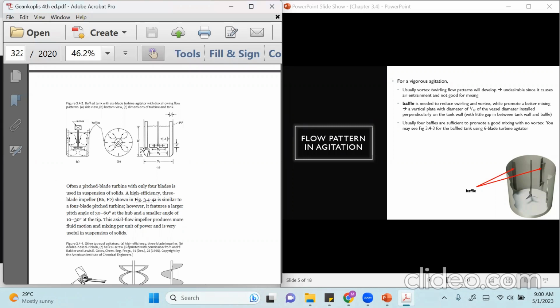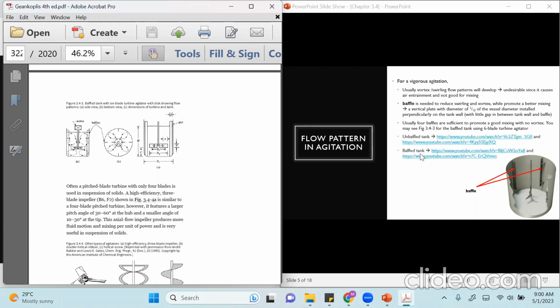If you see from the side view, these are the buffers. As you can see, there is a small gap between the baffle and the tank wall, and they use only a small steel pipe to connect the tank wall with the baffle. They weld the steel pipe to the baffle on one end, and the other end to the tank wall.